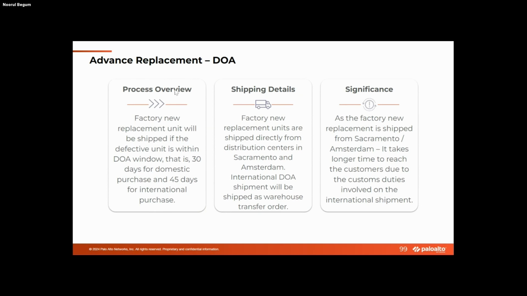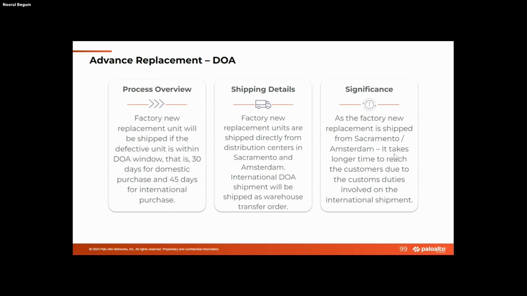So shipping details. Factory new replacement units are shipped directly from the distribution centers in Sacramento and Amsterdam. International DOA shipments will be shipped as warehouse transfer orders. Significance: as a factory new replacement is shipped from Sacramento/Amsterdam, it takes a longer time to reach the customers due to the customs duties involved on the international shipment.